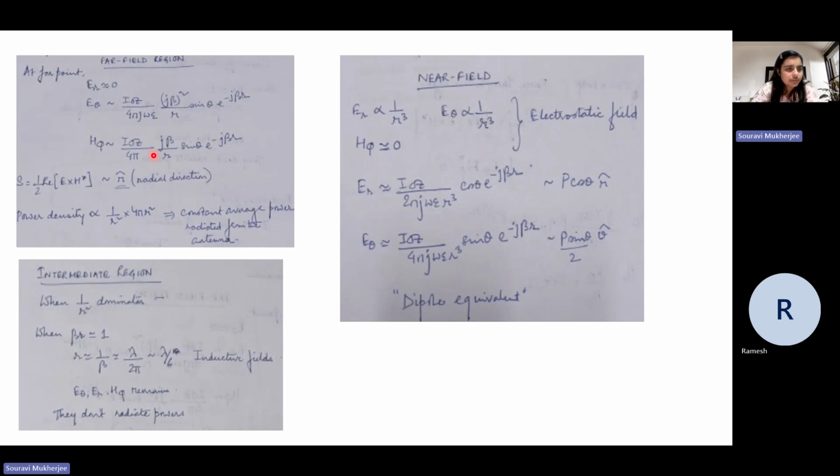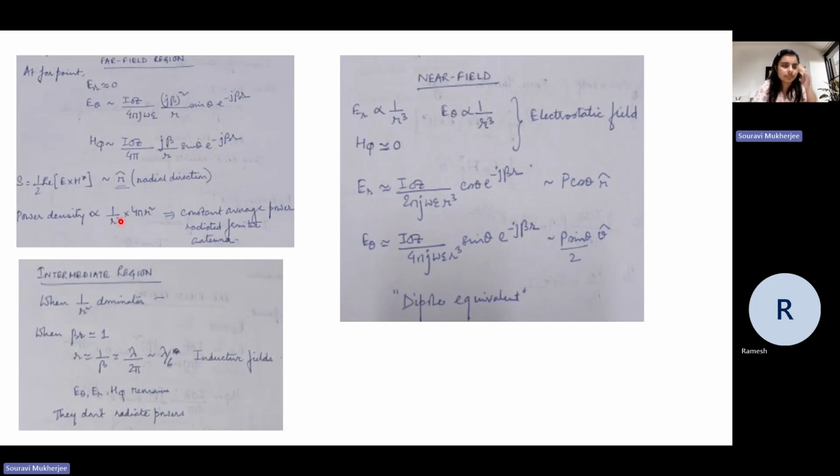Now, if you want to find an expression for the Poynting vector, we know that it's given as half of the real part of E cross H star. If you do that, you have a 1 by r here and a 1 by r here, so you would have a 1 by r square coming in. Because there's a cross product between phi and theta, it will be in the radial direction. That means the energy propagation is happening in the radial direction. And you would have a sine theta into sine theta, so a sine square theta term coming in.